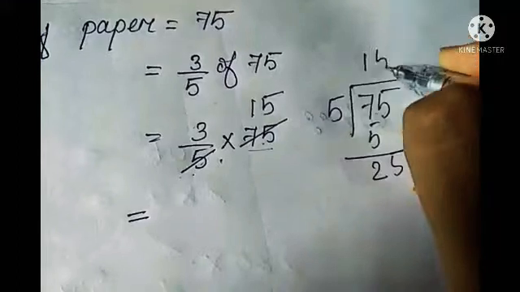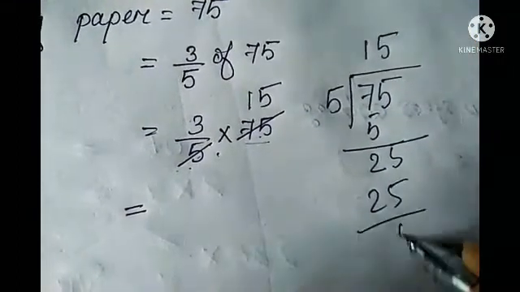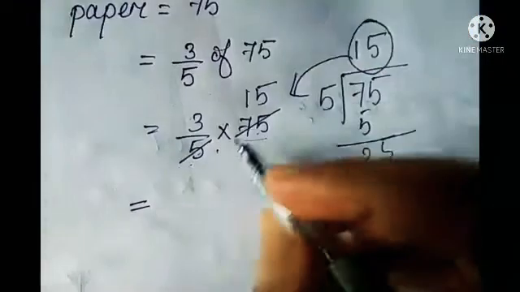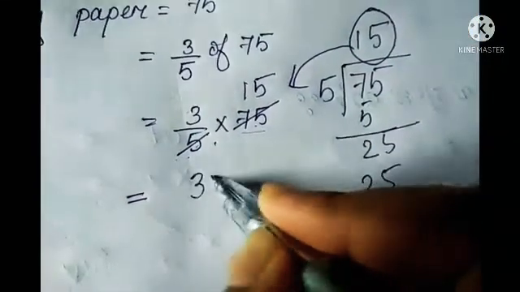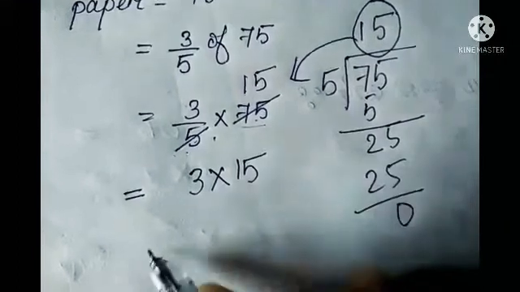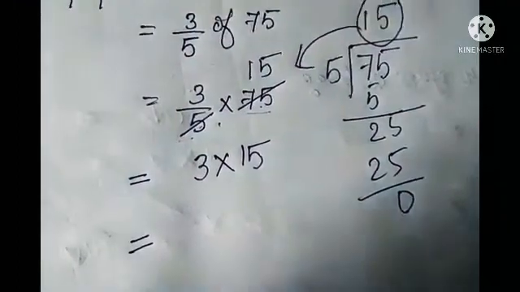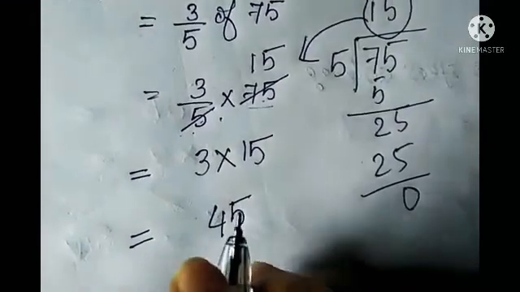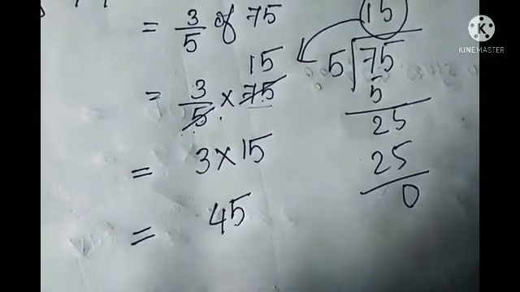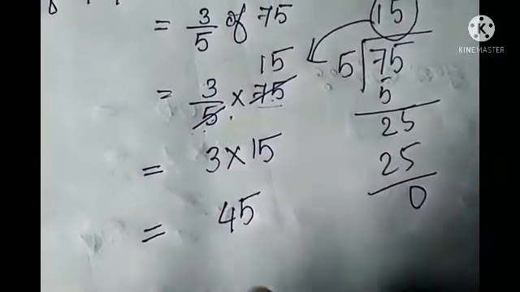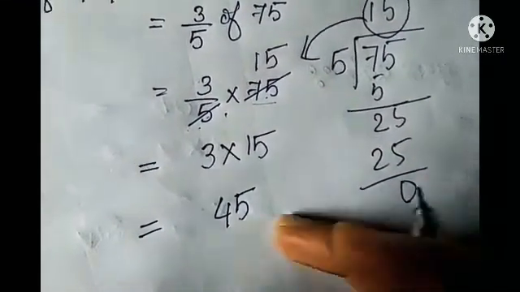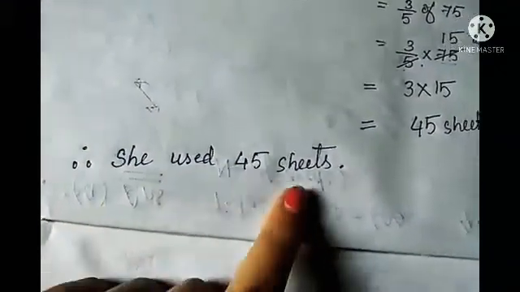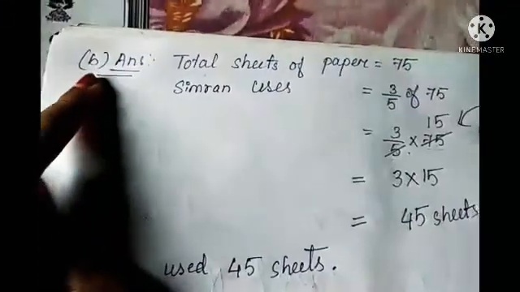So 5 ones are 5, and 2 and 5, right? So 5 fives are 25. Okay, so what is the quotient? 15, right? So as you can see, I have written here. Now what is remaining? 3 and 15 is remaining, right? So 15 threes are how much? 45, right? So 45. Okay, so the answer for this, how many sheets has she used? She used 45 sheets. So in this way you can write, students, therefore she used 45 sheets. Okay, so in this way you can do B number.